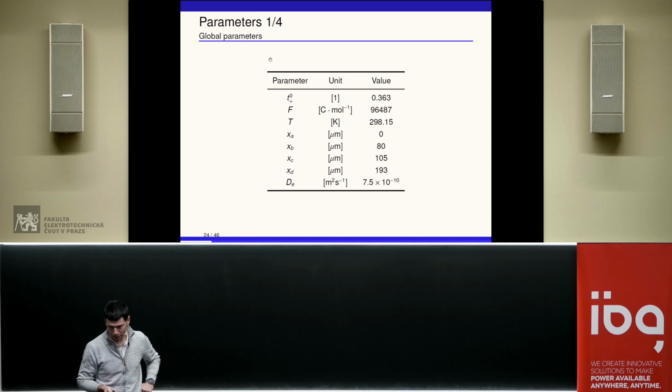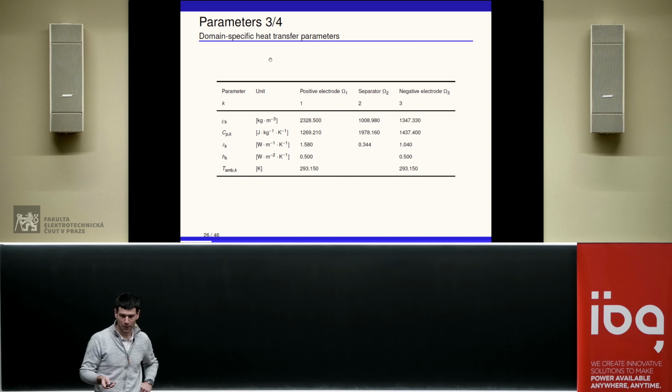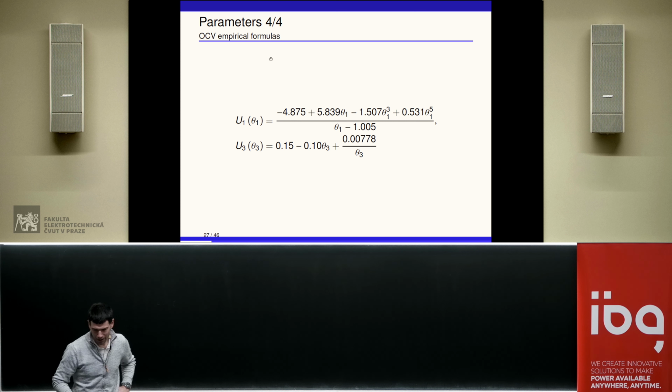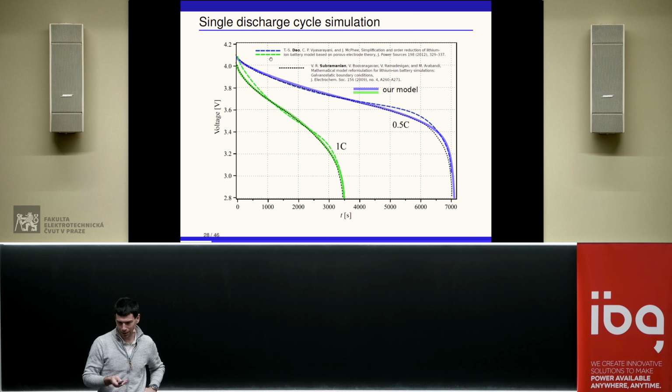So there are a lot of parameters. Some of them are found from literature. Some of them were determined for the specific cell that we had at Honeywell where experiments were performed. So I will just skip all these details. These formulas then determine the open circuit voltage, which is important in the model. And these are comparisons with literature, classical works by Dow and Subramanian.